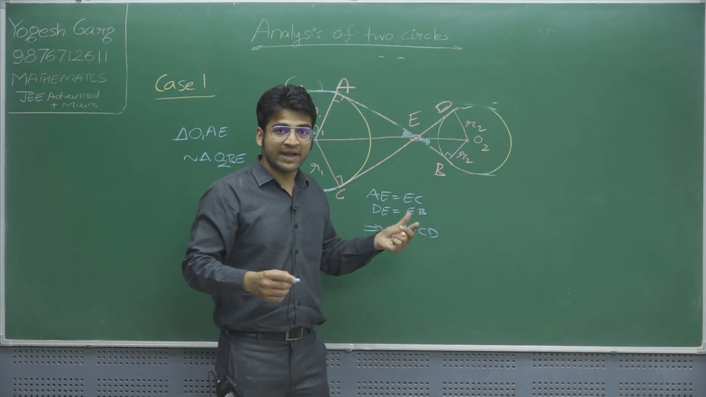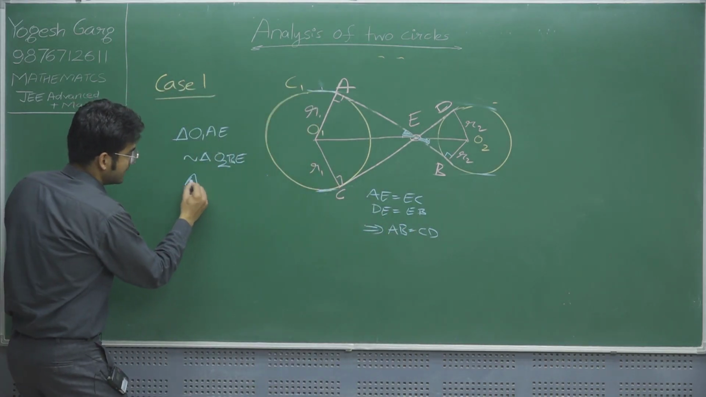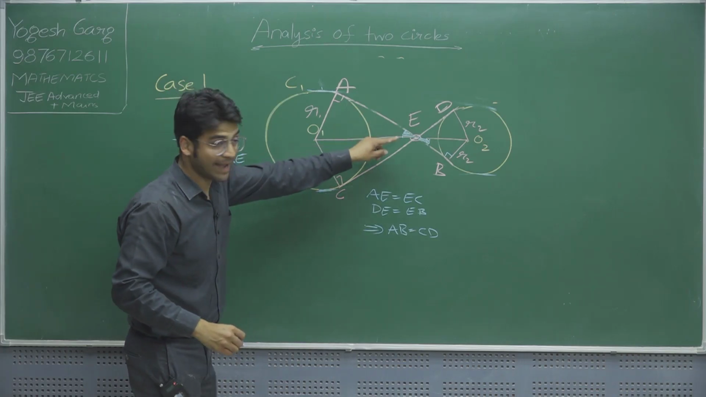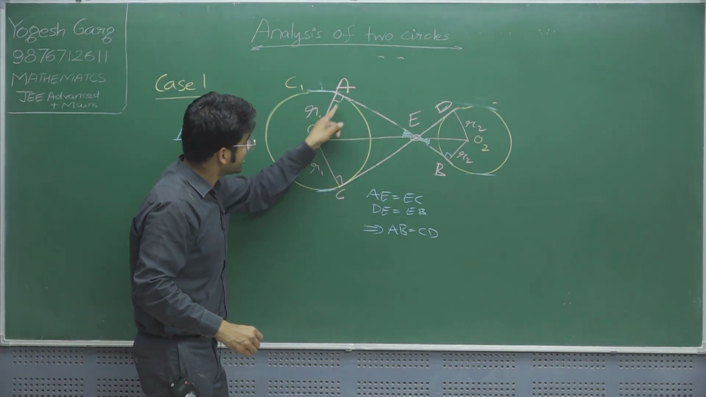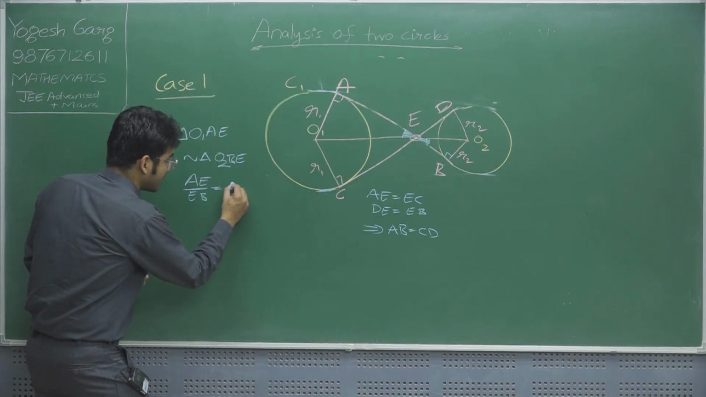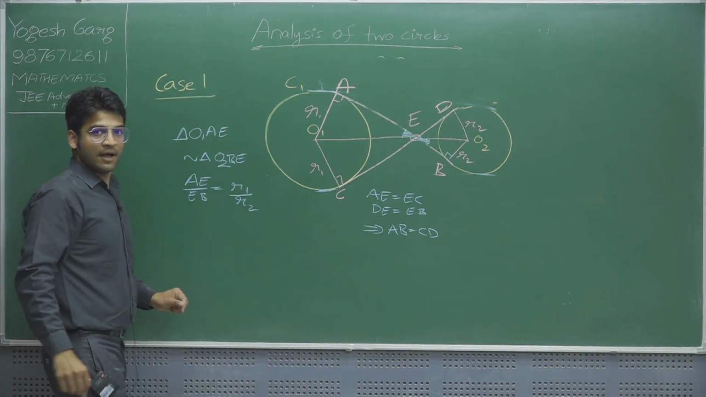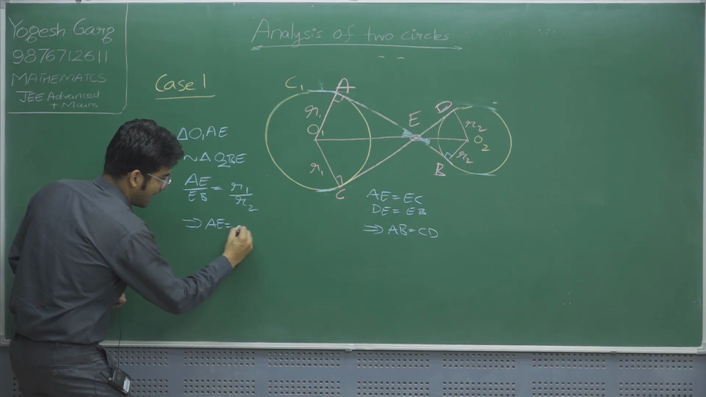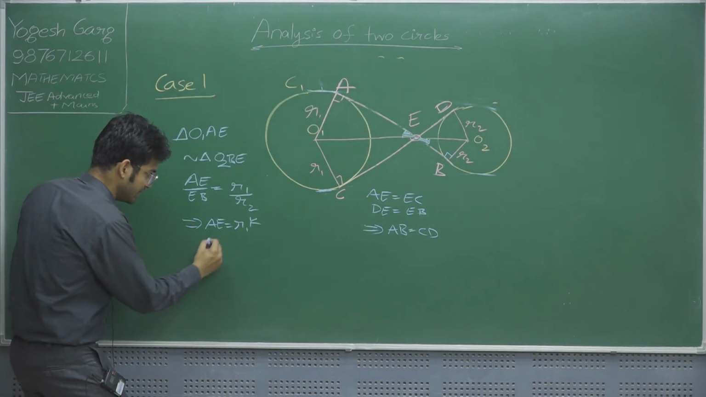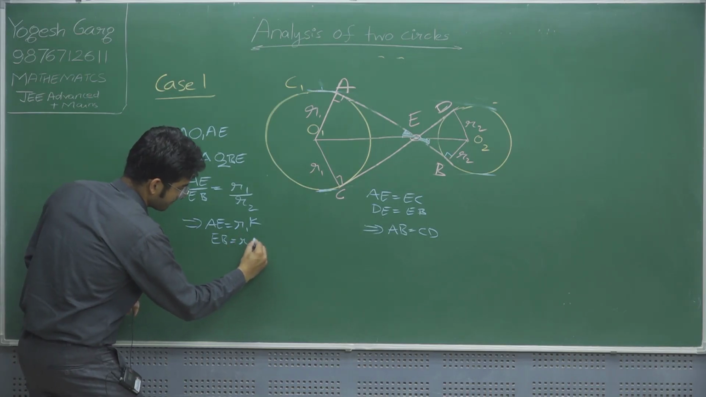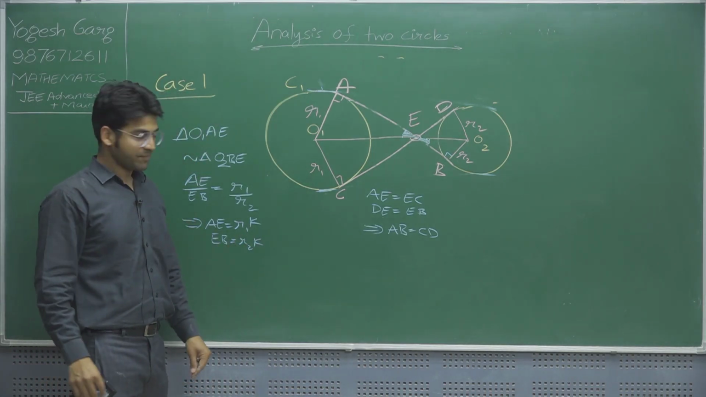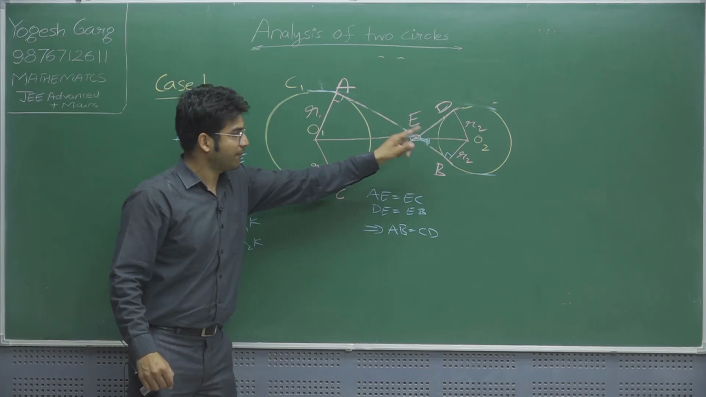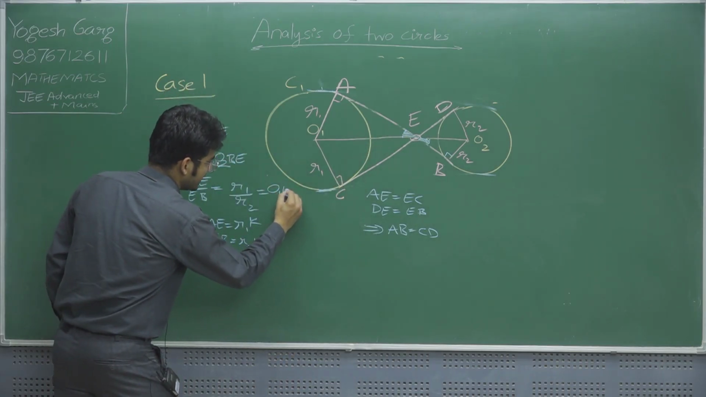Now, what is the significance of finding this? See, what we can say, AE upon EB is equal to, by using similarity, O1A upon O2B, that is R1 upon R2. So we can say AE is equal to R1 k, and EB is equal to R2 k. Yes, great. One more thing, if we are talking about similarity, then this is also equal to O1E upon O2E.